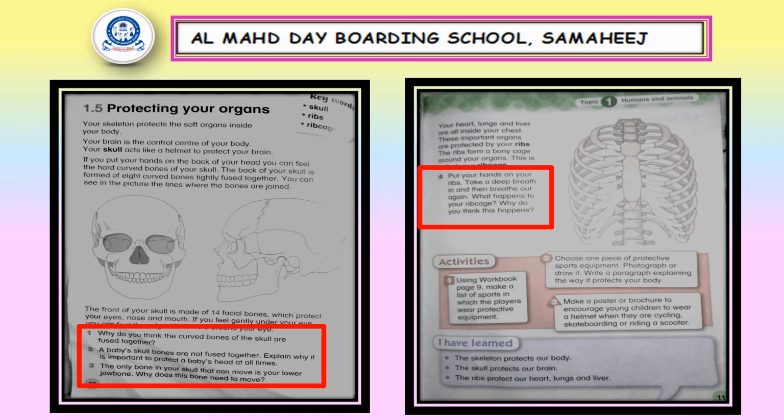Number 4, put your hands on your ribs. Take a deep breath in and breathe out. What happened to your rib cage and why do you think this happens? So you're going to write your answer in your notebook.